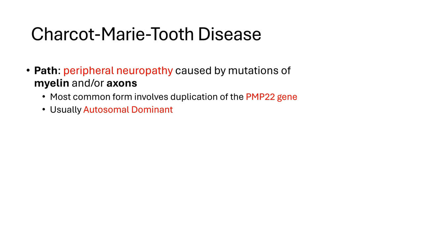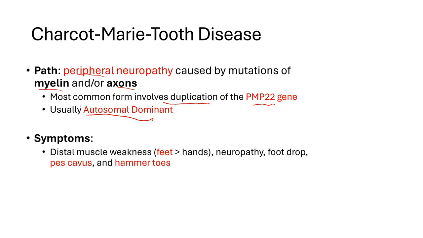The last disease will be Charcot-Marie-Tooth disease, or CMT disease. This is a peripheral neuropathy caused by mutations of the myelin in our axons. There are a large multitude of different CMT diseases, from type 1, type 2, all the way down to type X. But the most common type involves duplication of something known as the PMP22 gene, and this is an autosomal dominant type. The symptoms in this case will typically be distal muscle weakness. The feet are typically weaker than the hands in someone who is less than 20 years old.